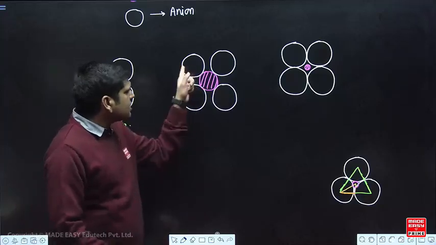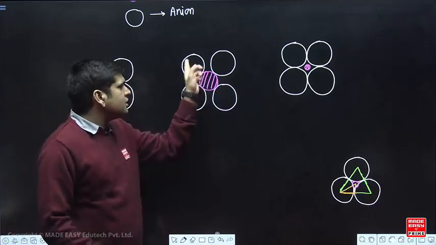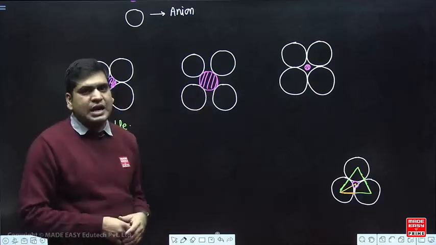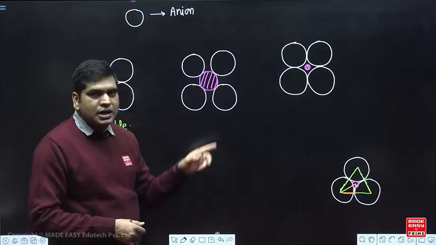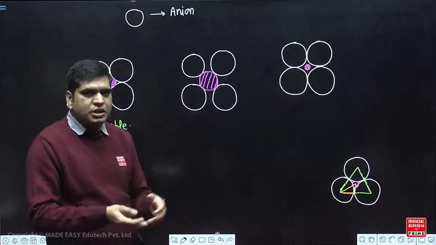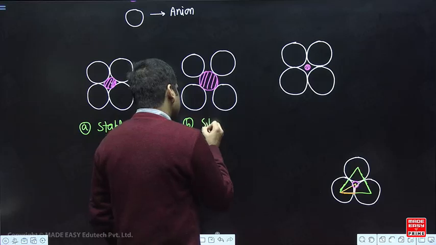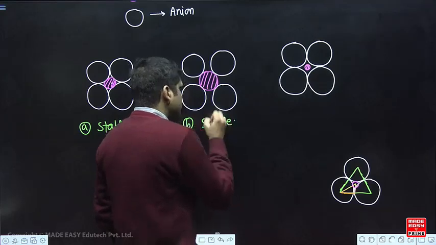Similarly here, repulsion is a little bit stronger than in this case, but still the cation is able to attract these ions. That's why all these ions are touching each other. So if all these ions are attracted by the cation, it means there is a bonding, and hence the structure will be stable. This structure is also stable.